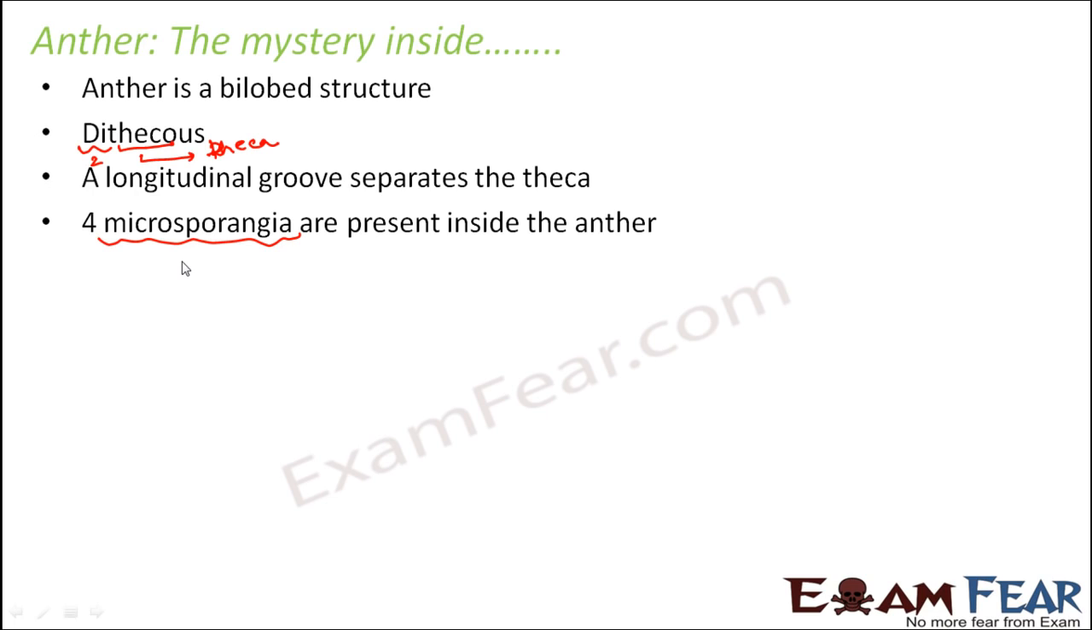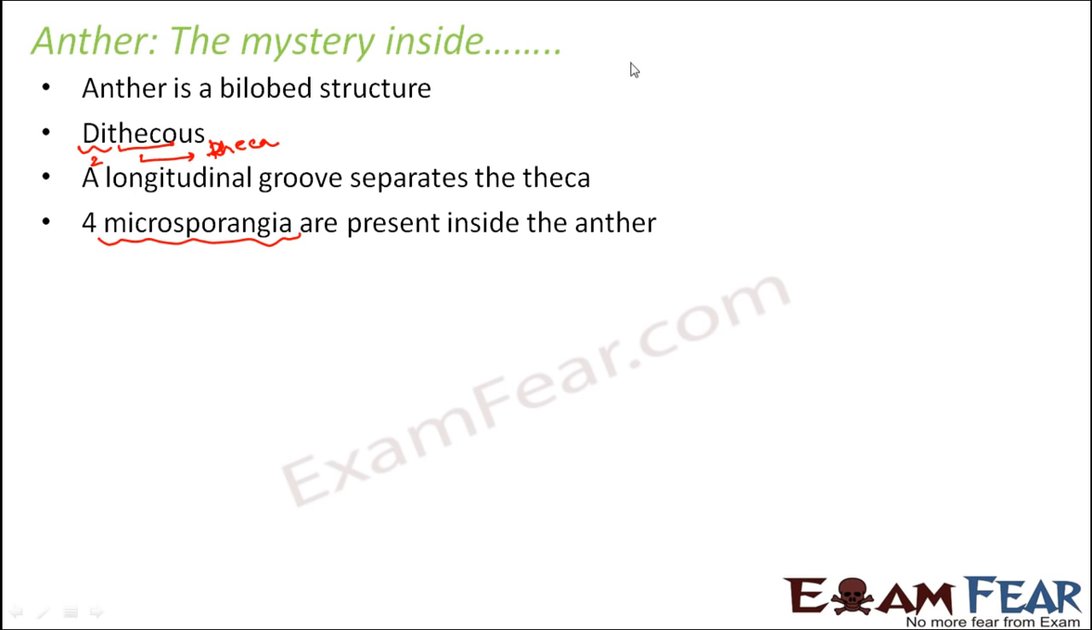Microsporangia is the plural, and in singular it is called microsporangium. So it is the structure that is going to produce spores, and these spores will later give rise to the male gametophyte. Now you might ask, does that mean that microsporangia and the pollen sacs, which we discussed in the previous slide, are the same thing? Well, microsporangia is the initial thing that is present.